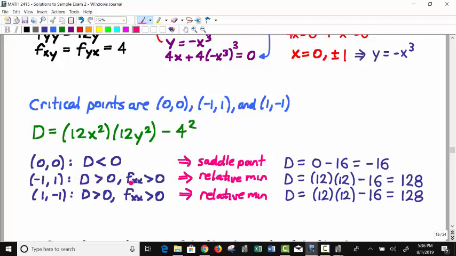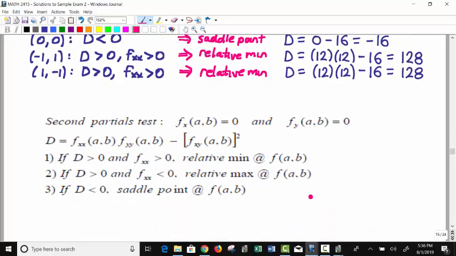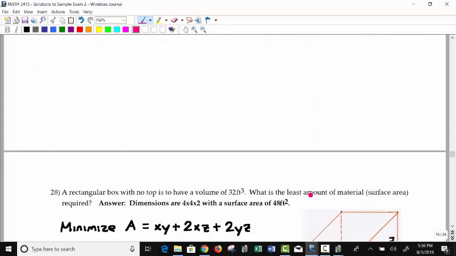D would be positive. Fxx would be positive, because it'd be 12. You got a relative min. 1, negative 1 is going to be the same thing. Mainly because you have an x squared and a y squared, they're all going to turn positive anyway. So you have a positive value for D again. And Fxx is positive, so you have a relative min. So you basically have a saddle point and 2 relative mins. There's the second partials test again.